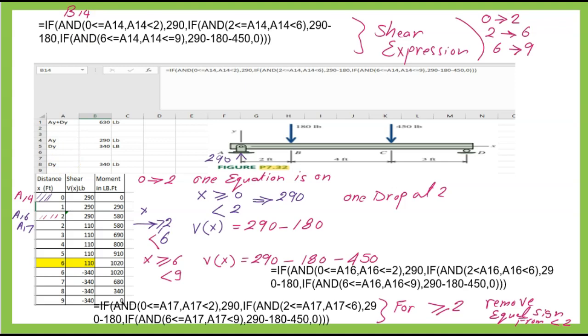In the Excel sheet, I used the if-then-else function. It contains 3 conditions. The first condition is from 0 to 2, followed by x bigger than or equal to 2 to x smaller than or equal to 6, and the third condition is x bigger than 6 to x equal to 9. The value of shear is used in cell B15 for the condition.